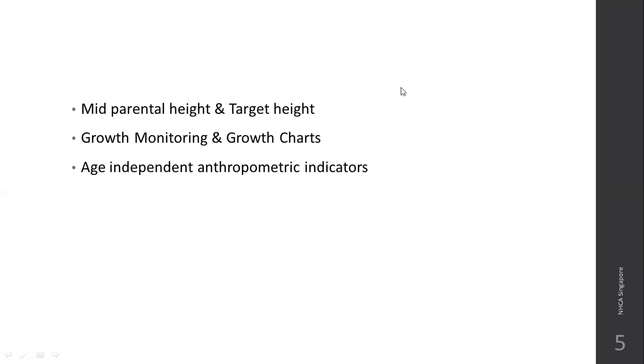Then we have mid-parental height and target height. Here, both the parents' height is required. Father's height plus mother's height divided by 2, plus 6.5 centimeter, that's how you will get the male child's target height. For a female child, again, father's height plus mother's height divided by 2, minus 6.5 centimeter. That's how you get the target height for the girl child.